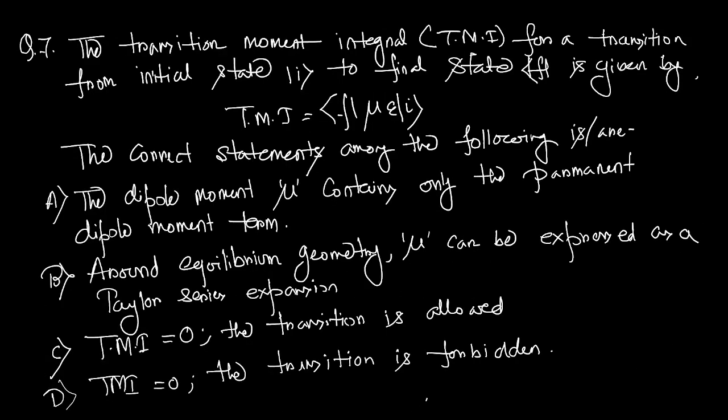Now what it says, the dipole moment mu contains only the permanent dipole term, that is not correct because it has some influence of second order, third order terms, so this is an incorrect option. And as we saw earlier, you can expand it using Taylor series expansion, and it is known from the first class that if the TMI is 0, then the transition is not allowed, so that is a forbidden transition. So option D is correct and this is incorrect.